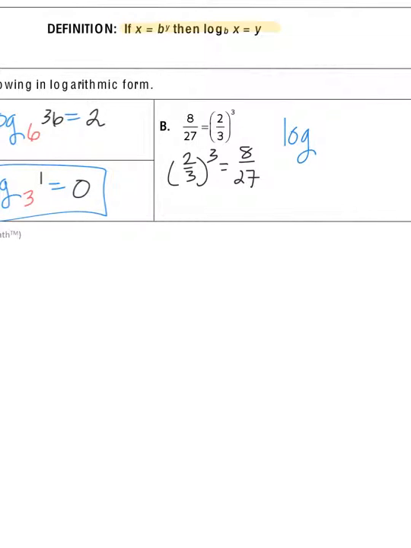Okay, so you have log. Our base is right here because that's the base of the exponent, the exponential form, the base and the exponent. So my base here is going to be 2/3. Make sure you make that a subscript. And then all I'm going to do is switch the 3 and the 8/27 around. So the 8/27 goes here, and the 3 is going to go on the other side of the equal sign. And that's it. Congratulations.